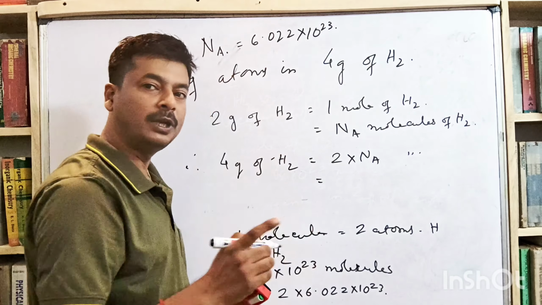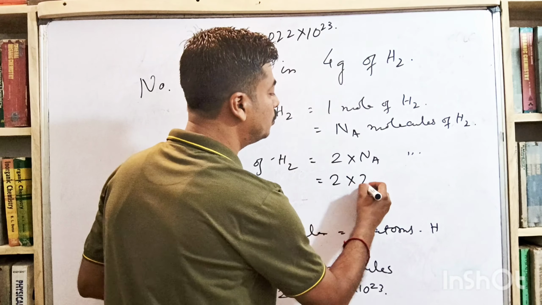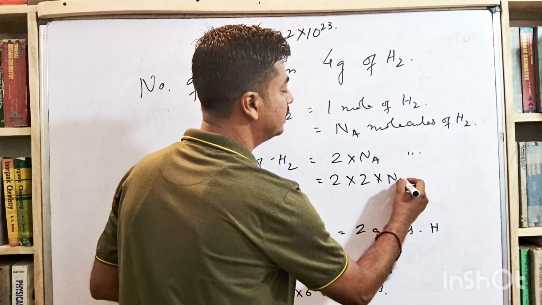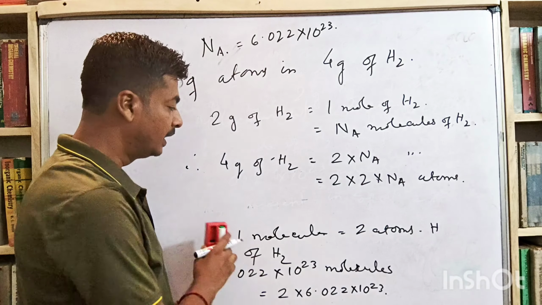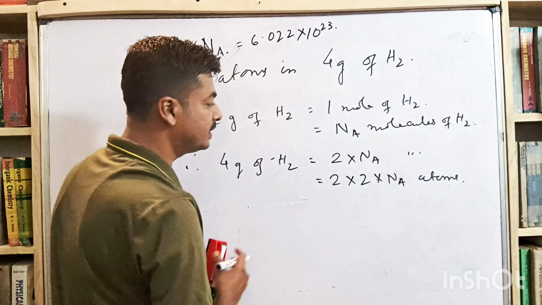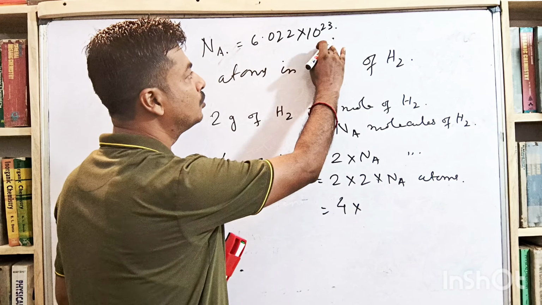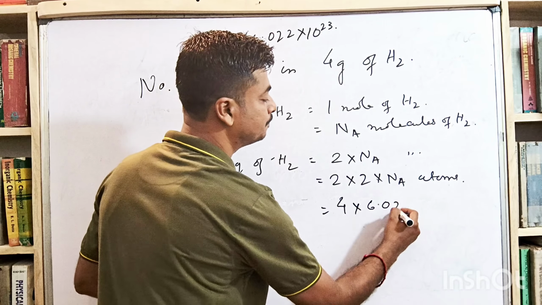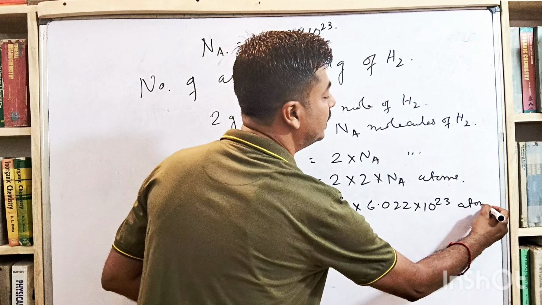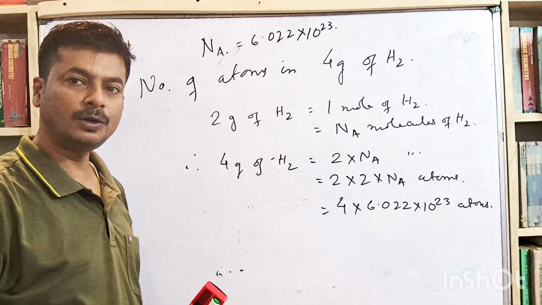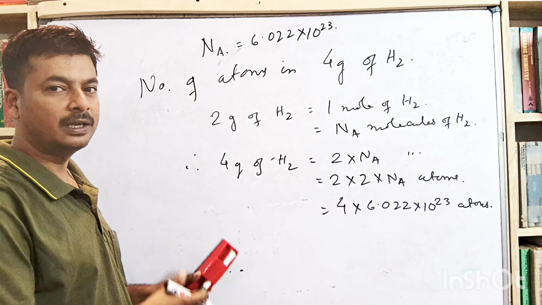Now in each molecule there are 2 atoms. So 2 into 2 into N_A atoms. Now if we multiply this, 4 into N_A means 4 into 6.022 into 10 to the power 23. So this many atoms are present. Now it was very simple, just to understand, we have done it.